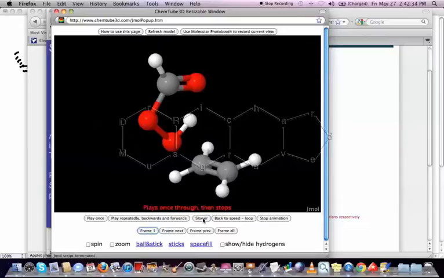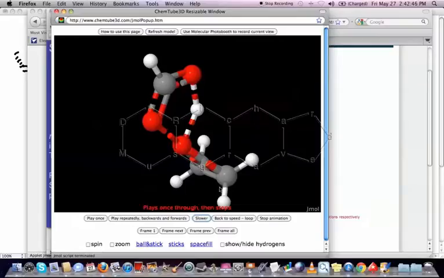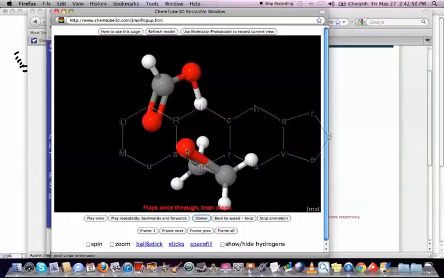Okay, so let's see if we can do it a little slower. Alright, notice how it's a concerted process. Both bonds to the oxygen are forming at the same time. And there's our epoxide product.